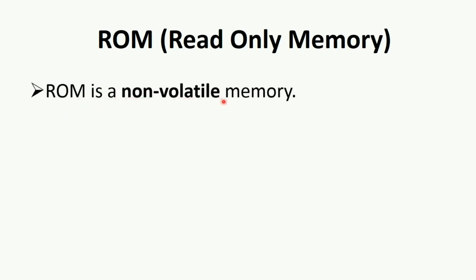Now let's discuss ROM memory, read-only memory. Unlike RAM, the ROM memory can't be directly accessed by the CPU. The data is first transferred to the RAM and then the CPU can access that data from the RAM. ROM is a non-volatile memory. The data inside the ROM is retained even if the power of the CPU is switched off.